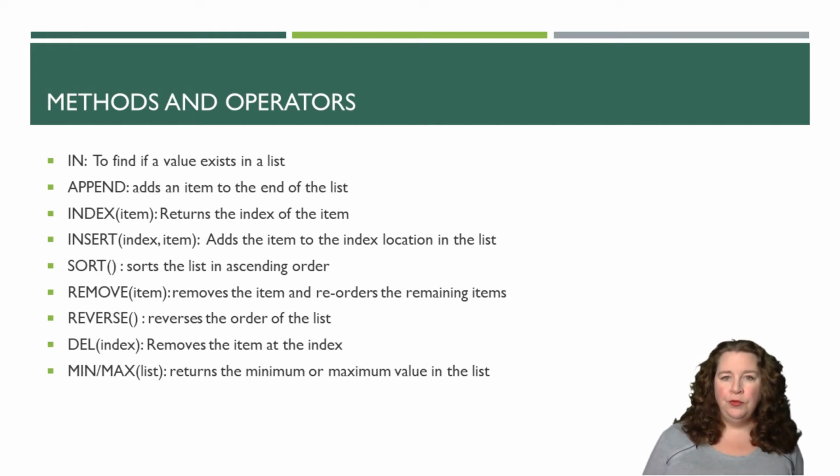We can remove an individual item from our list. So remove item, it'll go through your list, find that item and pull it out, and then again, reorder the remaining items. We can reverse the order of our list. So if I've created my list 1, 2, 3, 4, 5, and I want it to be 5, 4, 3, 2, 1, I can call reverse.